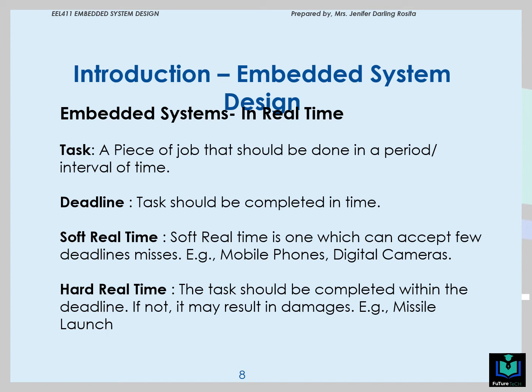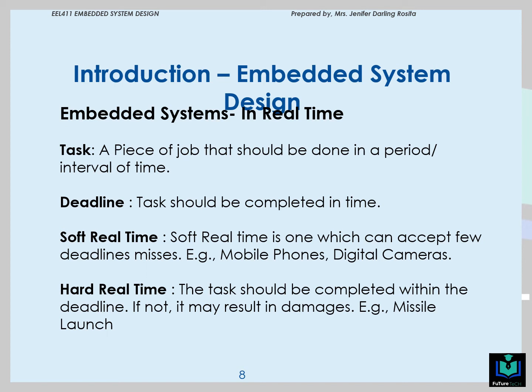So we are supposed to finish the task within a particular deadline. So what do you mean by deadline? The task should be completed in time. That is called a deadline. Now the real-time applications can be divided into two groups, soft real-time as well as hard real-time. So what do you mean by soft real-time? Soft real-time is the one which can accept a few deadline misses. So that means there is a deadline, but even if the deadline is not properly met, it doesn't cause any damage.